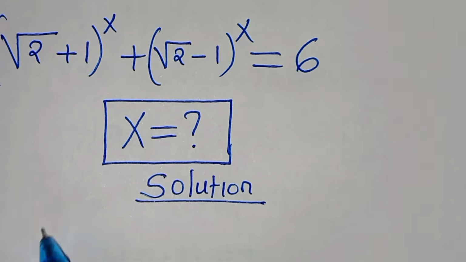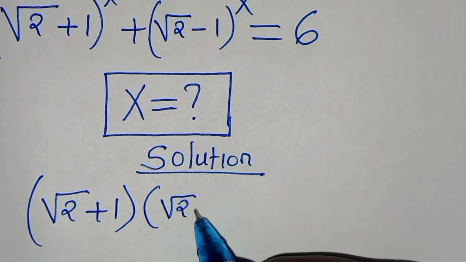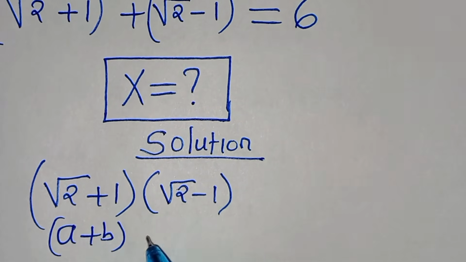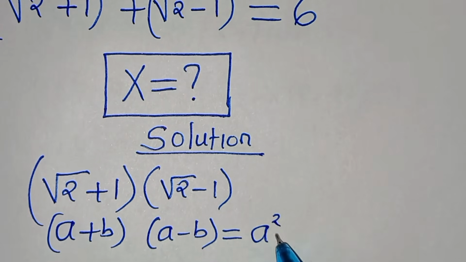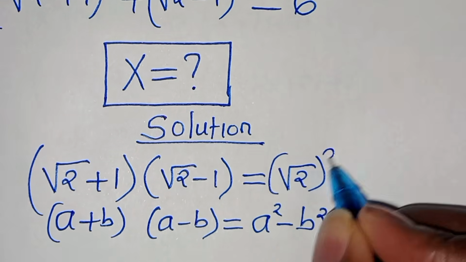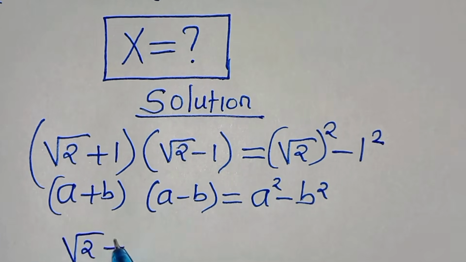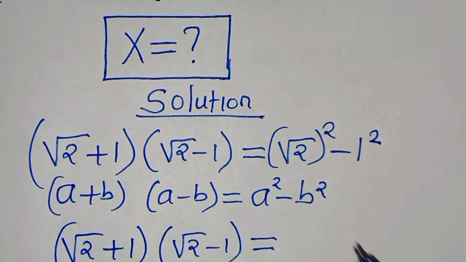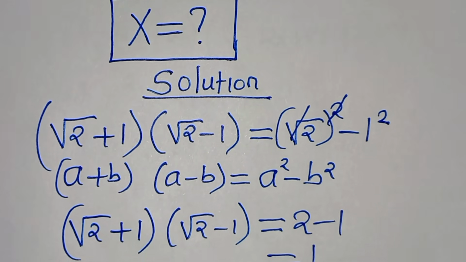Now we have that (√2 + 1) multiplied by (√2 − 1). This is in the form of (a + b)(a − b), which we can express as a² − b². So what we have here is (√2)² − 1². So this implies that (√2 + 1)(√2 − 1) is equal to, now let's eliminate the square root sign here, 2 − 1, and this is equal to 1.